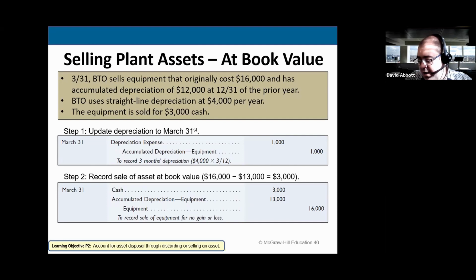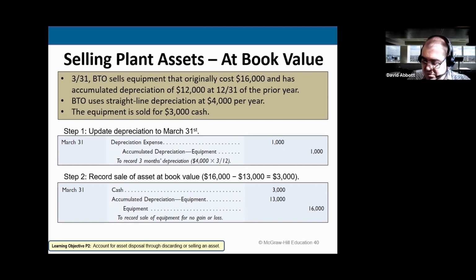Step 1 of this sale is to record depreciation expense and update accumulated depreciation to March 31st of the current year. So we see step 1 is to update depreciation, so we will debit depreciation expense $1,000 and credit accumulated depreciation, equipment, $1,000, and that's just for 3 months of depreciation within that period.